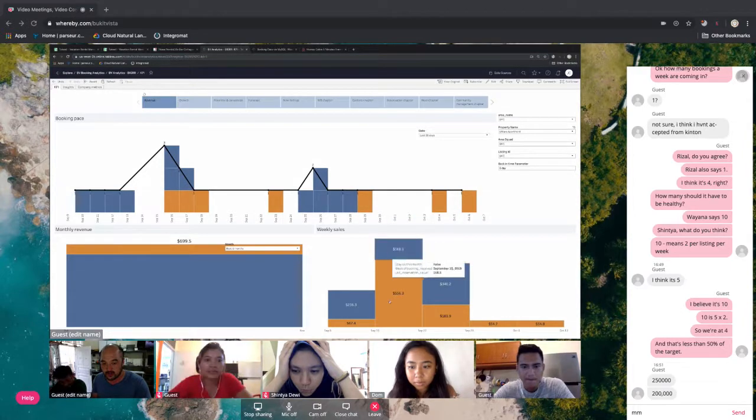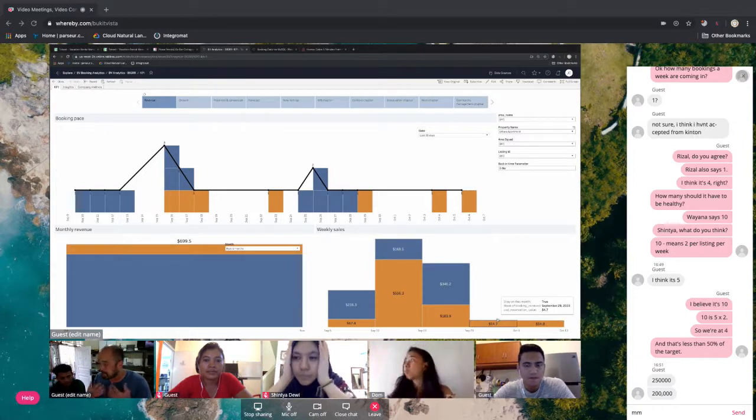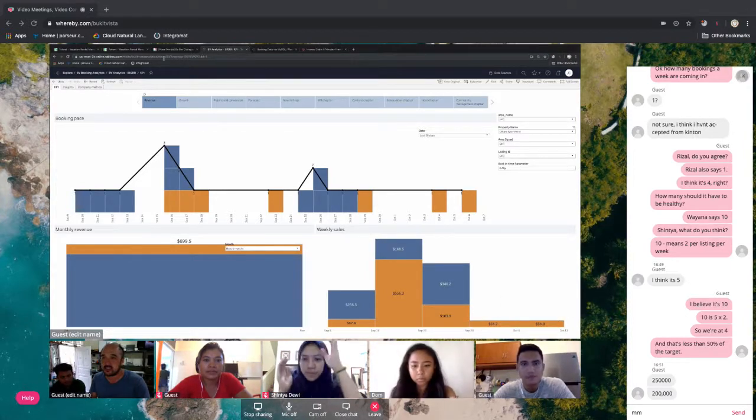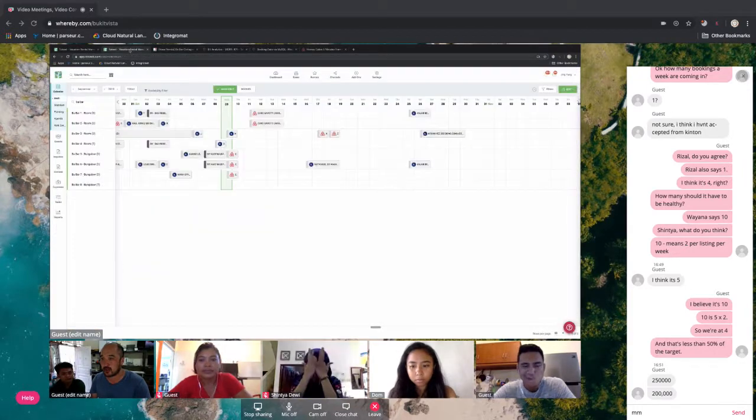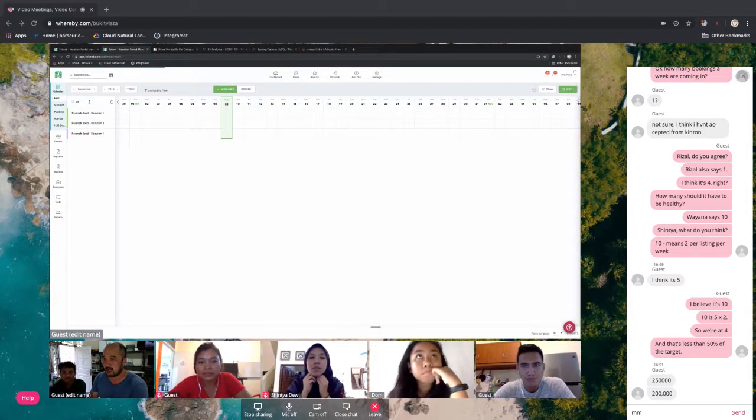What do you think about the booking pace here? I think the booking pace is pretty healthy. Okay. Great. The booking pace looks healthy according to Cynthia. Let's go and try to understand the booking window too as well.